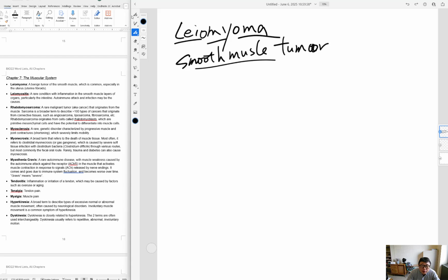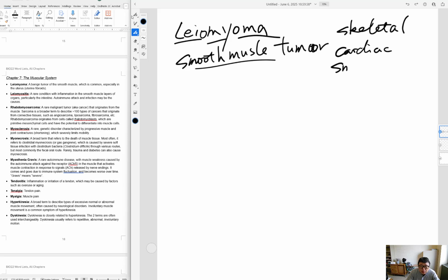In our body, we have three types of muscles. Skeletal muscle. That's the muscle we can control, attached to the bones, and that's the only muscle we can control voluntarily. And then cardiac muscle. That's the muscle of the heart.